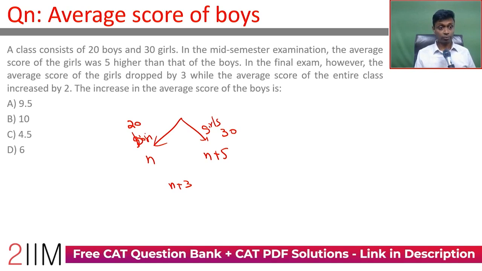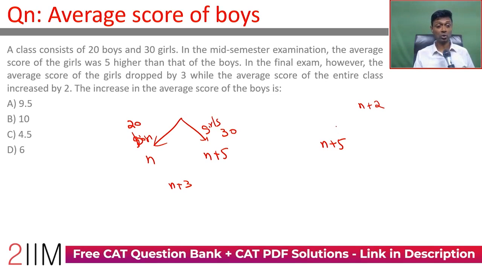In the final exam, however, the average score of the girls dropped by 3, while the average score of the entire class increased by 2. So the average of the entire class, n plus 3, would have gone to n plus 5. The average score of the girls dropped by 3, so the girls would have gone to n plus 2 from n plus 5.